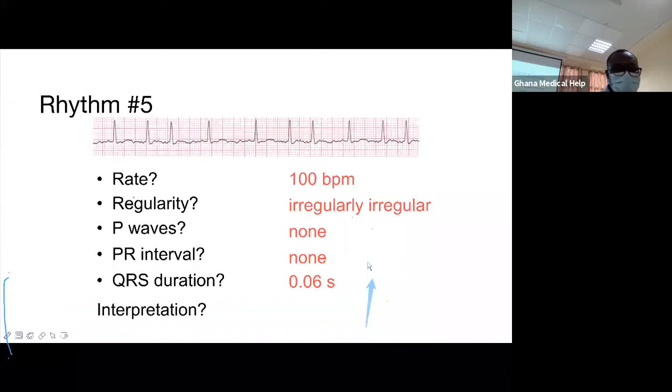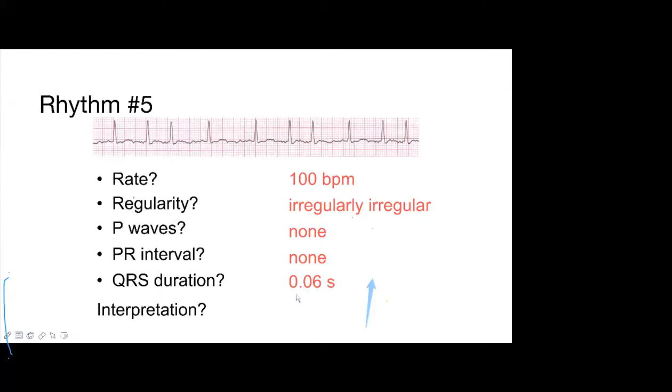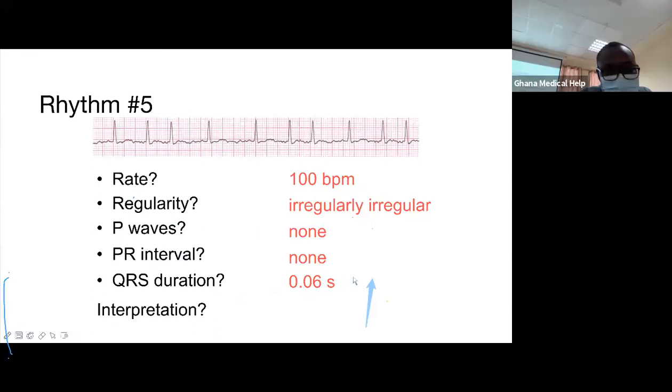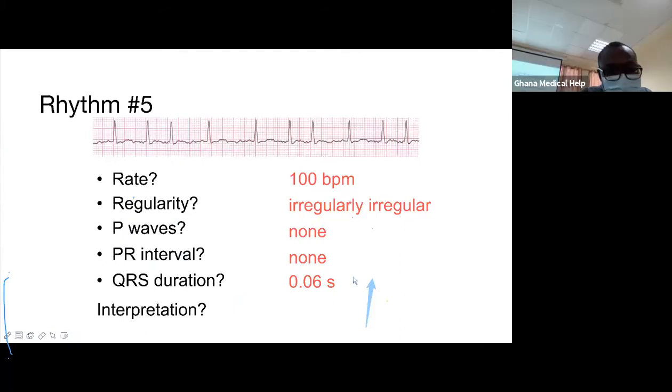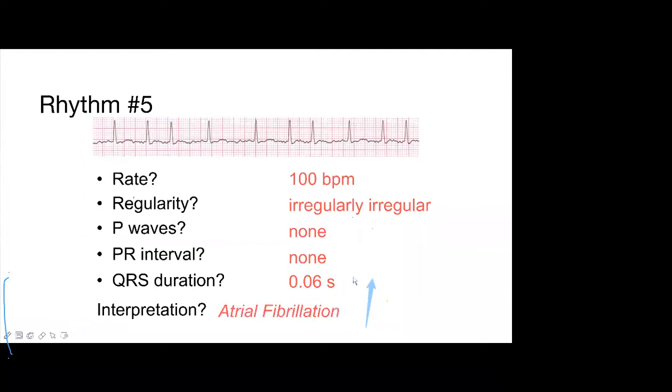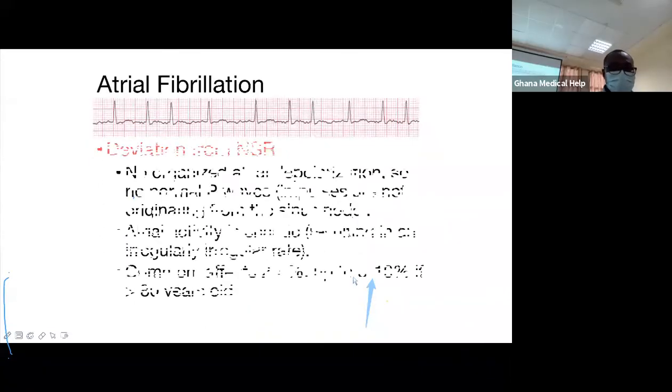All right. So based on all that we have talked about, you have had the rate that is 100, it is irregularly irregular. The P waves, you cannot see them well. The PR interval, you can't see anything because you can't even see a P wave. The QRS duration is a narrow complex, 0.04. What's the interpretation? Zoom people. Atrial fibrillation. Or what's the diagnosis? Atrial fibrillation. Fantastic. So this is an atrial fibrillation.